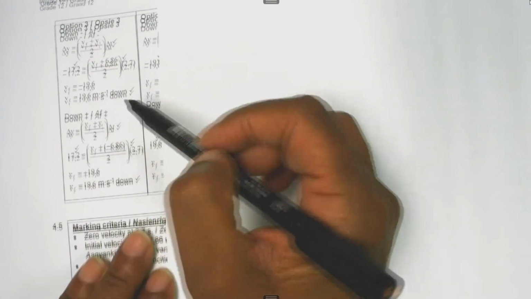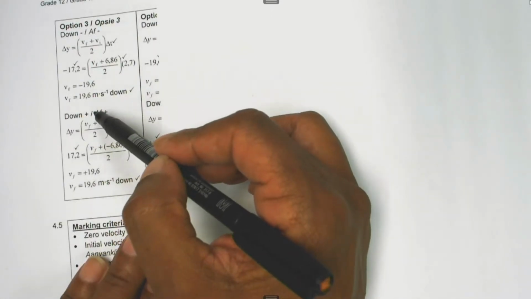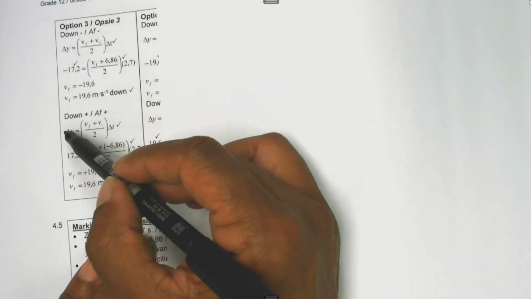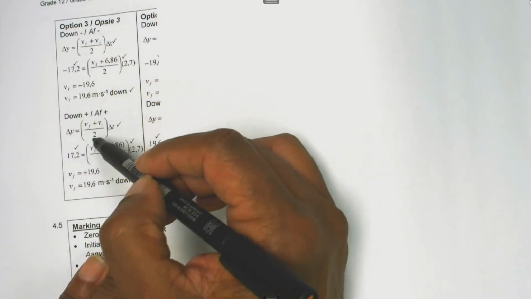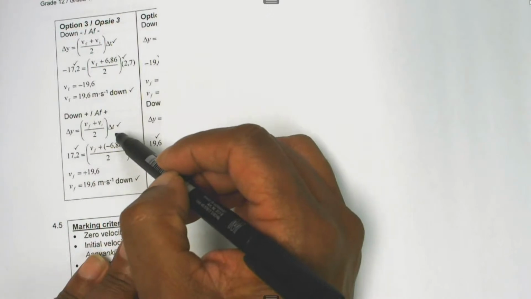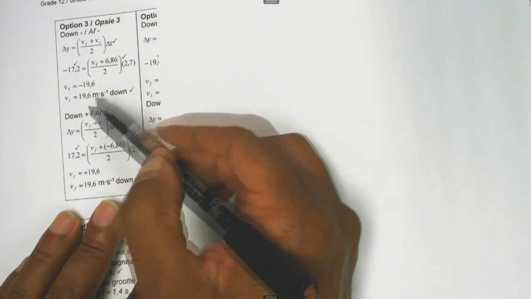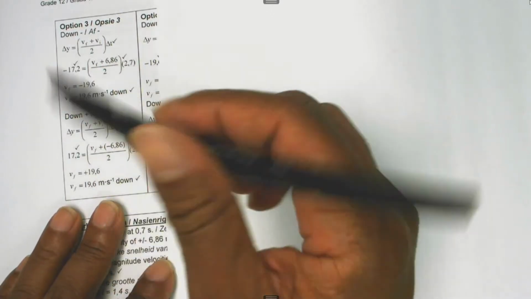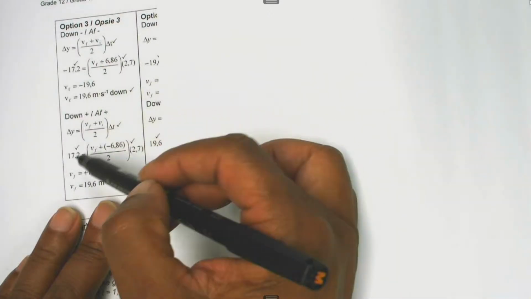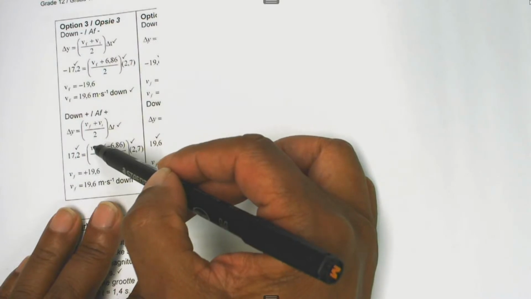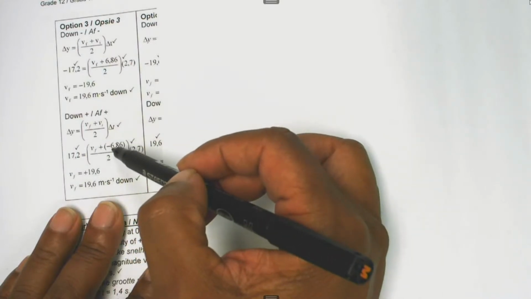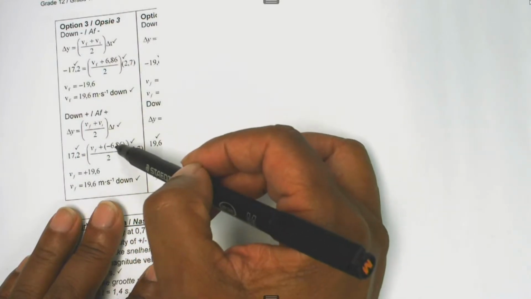And then if the learner chooses down as positive, what is happening? We have delta y equal to V final plus V initial all over 2 multiplied by delta t. Now what is happening? The delta y is still going down, but we are saying down is positive, hence this value is going to be positive. The final velocity we don't know, but the initial velocity is going up, so we are going to give a negative value there.